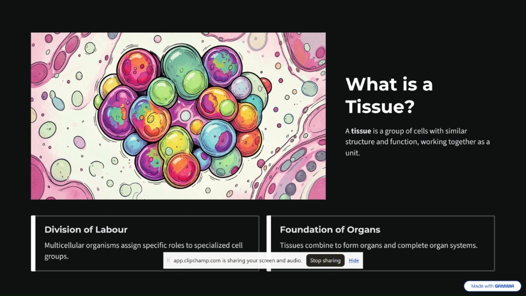Division of labor: multicellular organisms assign specific roles to specialized cell groups. Foundation of organs: tissues combine to form organs and complete organ systems. That means the first stage is cell, the second stage is tissue, the third stage is organs, the fourth stage is organ system, and the fifth stage is organism.